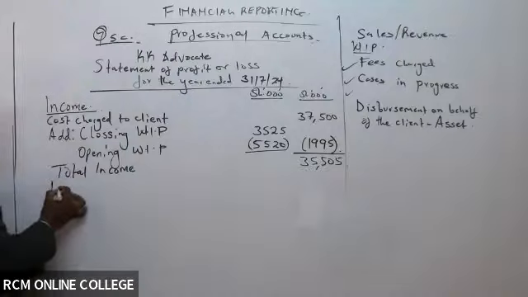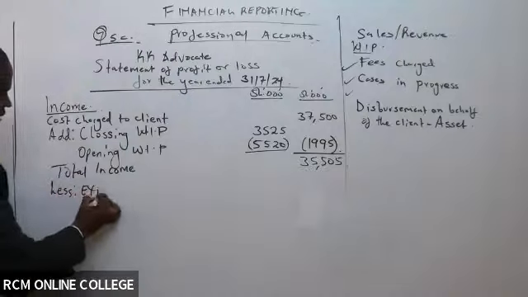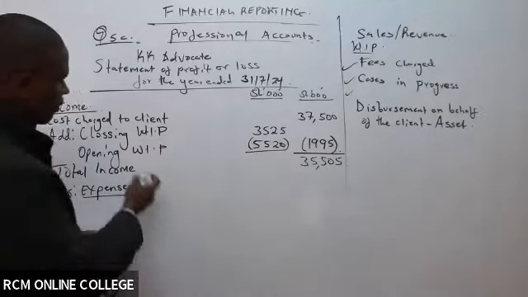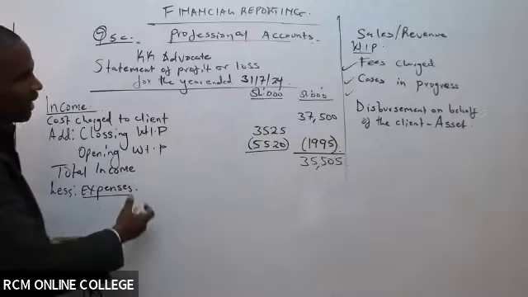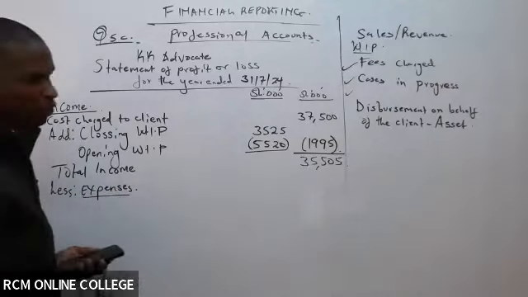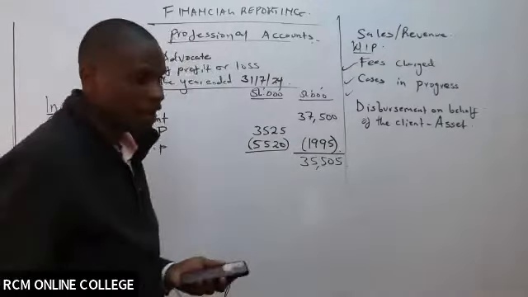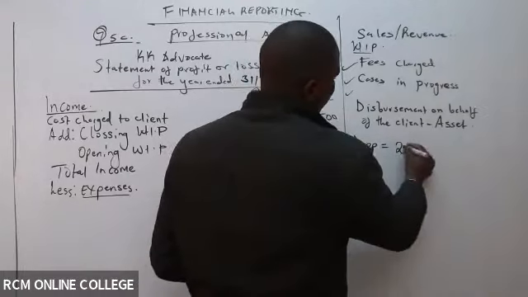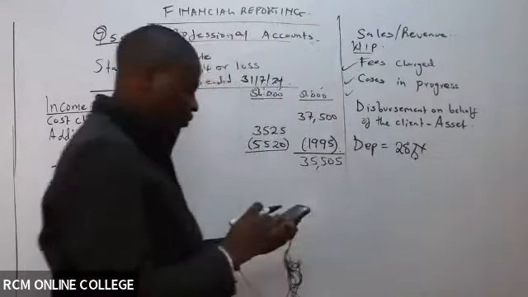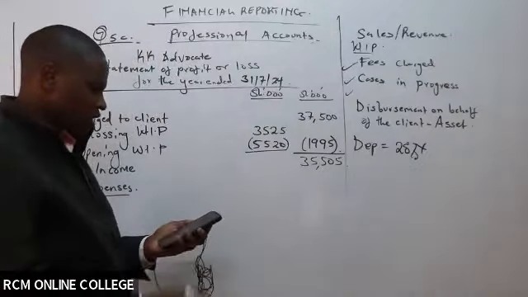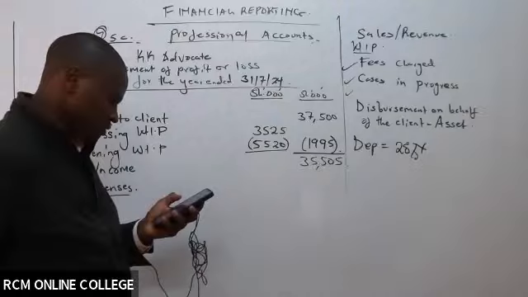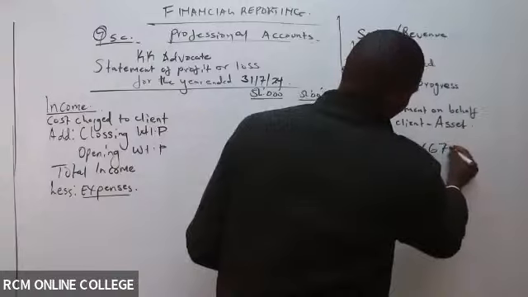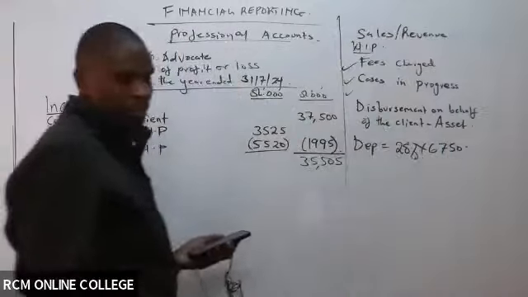Then we come to our expenses, less expenses. I advise all the students that when you are looking at the expenses, kindly start with additional information. In our additional information, we have depreciation. So we can compute depreciation, which will be 20% of what? What is the value of those library books? 6750. So we start there, because you may tend to forget.